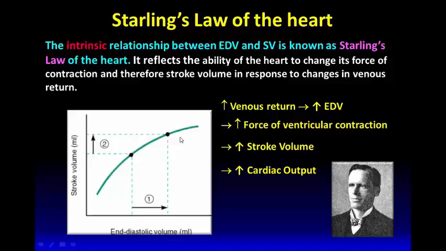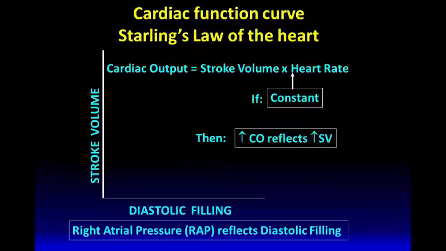And this curve, which shows this intrinsic relationship between the end-diastolic volume and the stroke volume, with the end-diastolic volume on the x-axis and the stroke volume on the y-axis, is known as Starling's curve of the heart, or cardiac function curve. There are other versions of the cardiac function curve which we will describe during these two lectures.